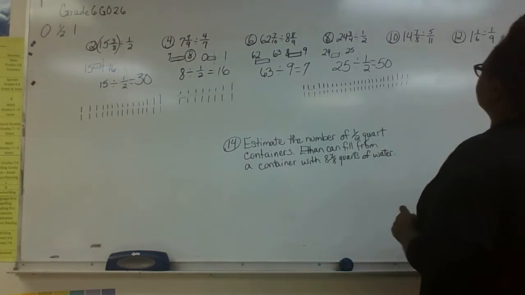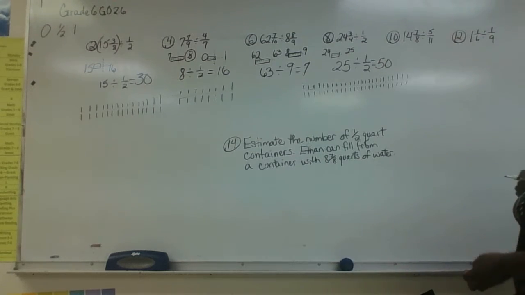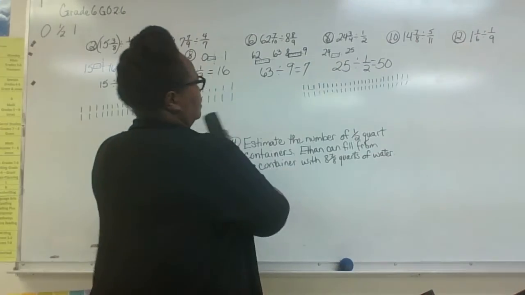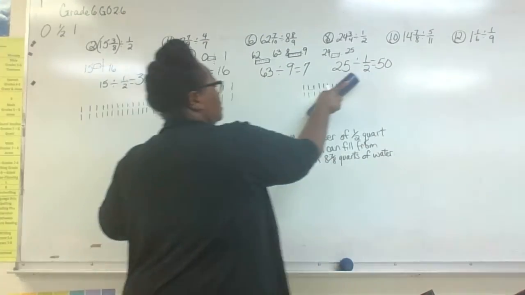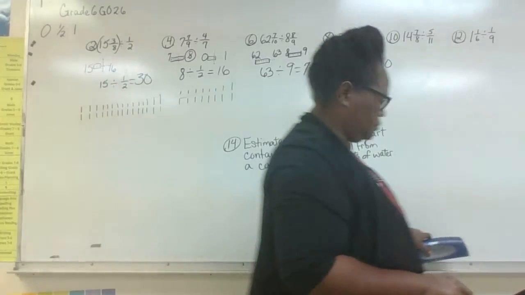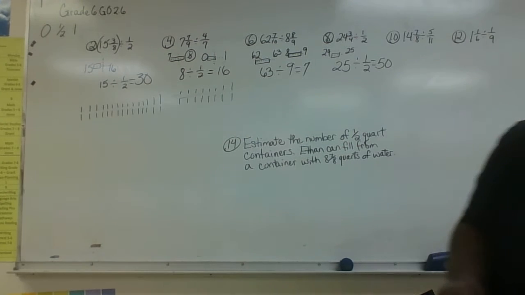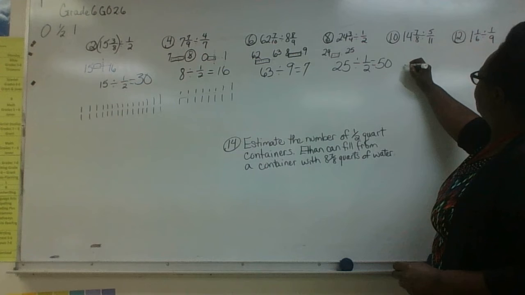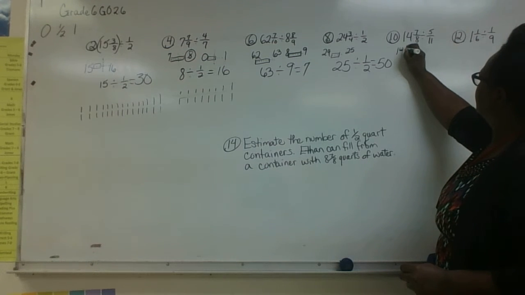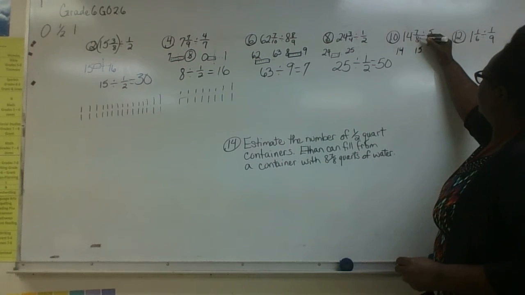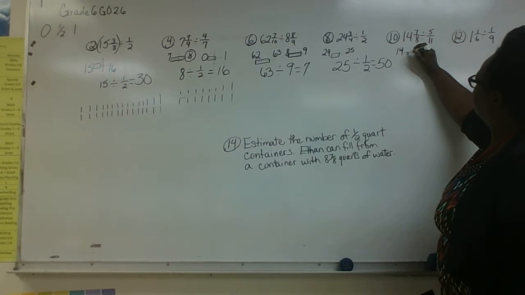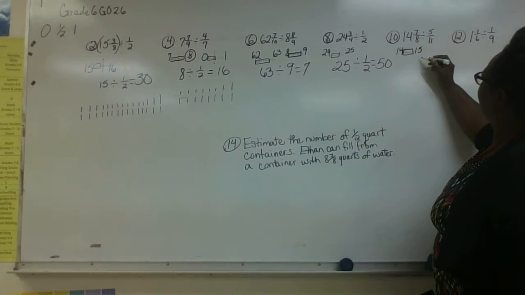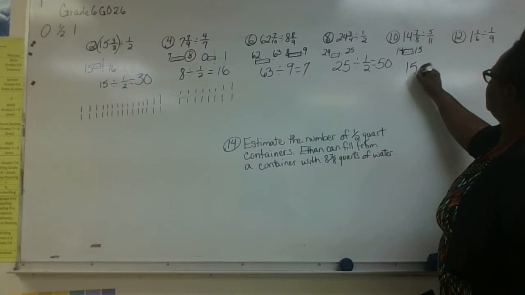Here we have 14 and 7/8. All right? So we're going to erase this here. All right? So here we have between 14 and 15, and we're counting by 8s. 1, 2, 3, 4, 5, 6, 7, 8, and we have 7 of them. Guess what? We're closer to 15.